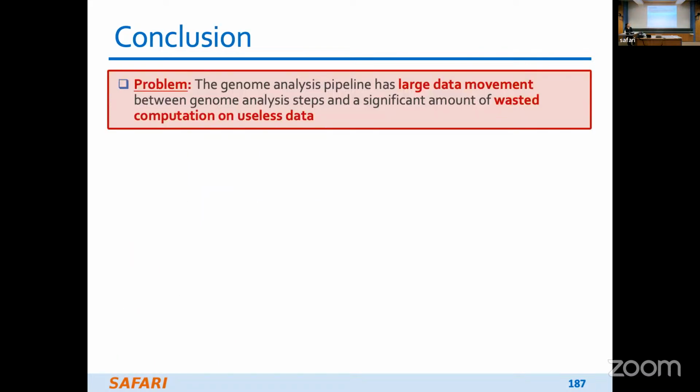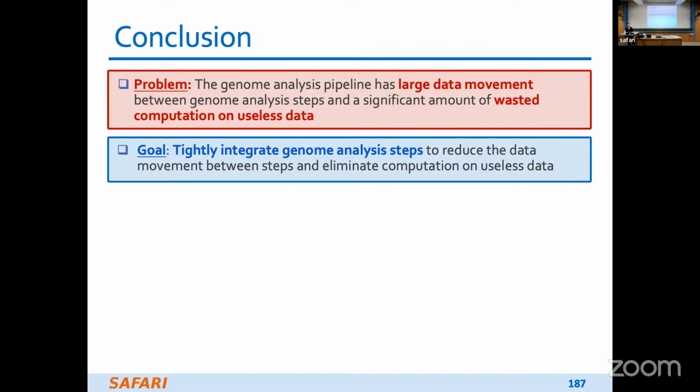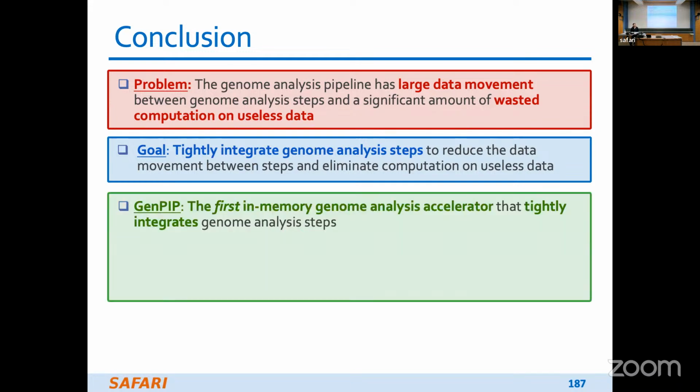In this paper, we find that the current genome analysis pipeline has two big limitations. One is a large data movement between the analysis steps. The other is a lot of useless computation done on data that is only later found to be useless. So the goal is to tightly integrate the genome analysis steps to reduce the data movement between steps, and also eliminate the computation on useless data.